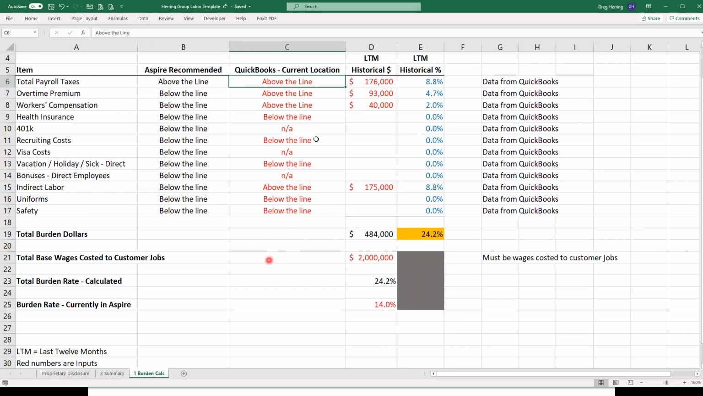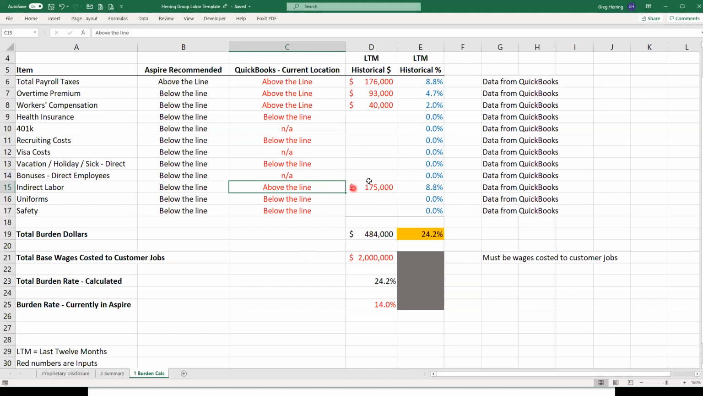But in this case, I wanted to make it a little bit more complicated. So payroll taxes, this company has it above the line. Overtime premium above the line, workers' comp is above the line, health insurance for direct employees is below the line, there's no 401k, recruiting costs is below the line, visa costs don't have, PTO, vacation holiday sick is below the line, indirect labor. So this company has indirect labor above the line, that's like startup shutdown time.